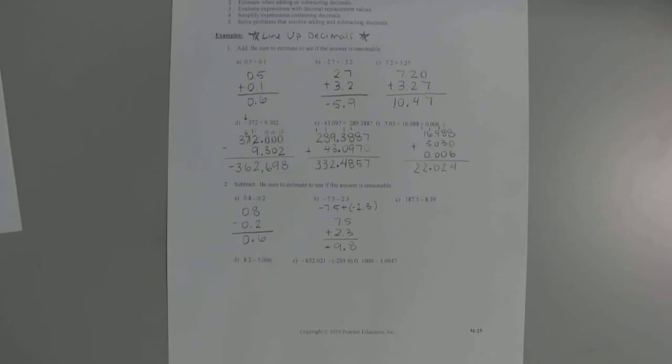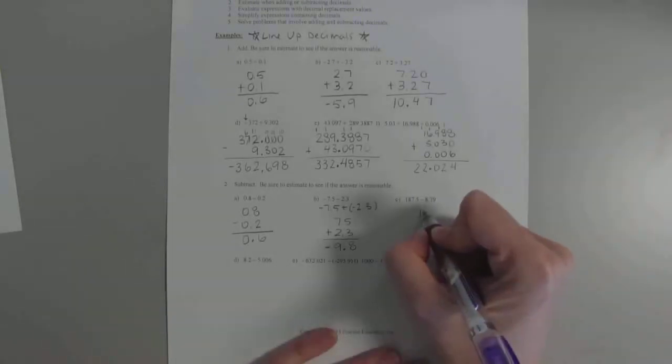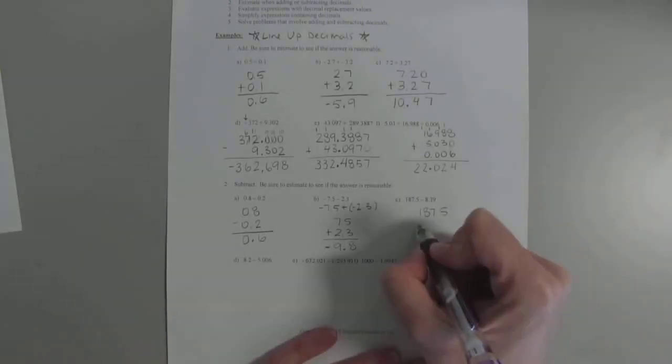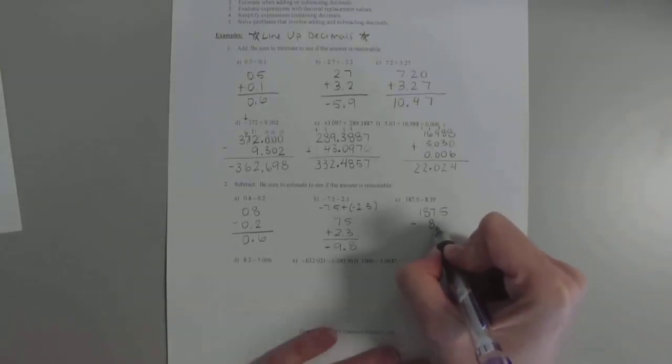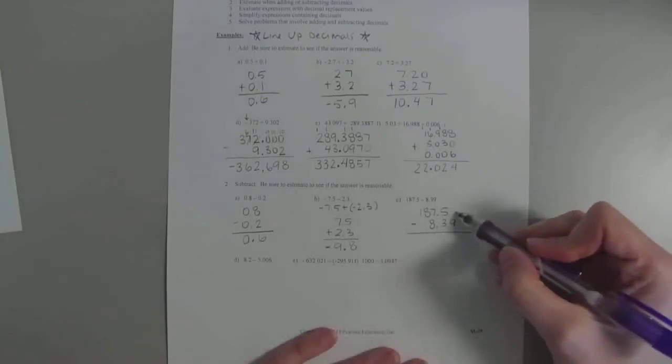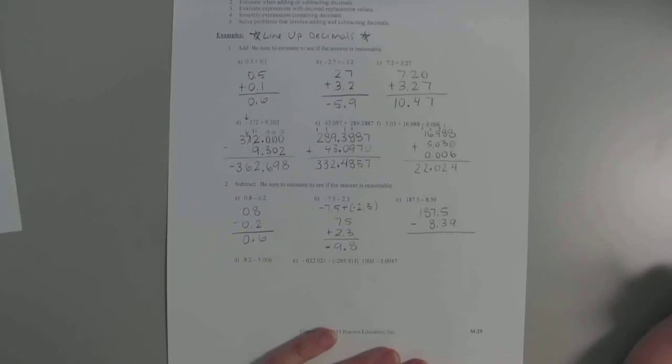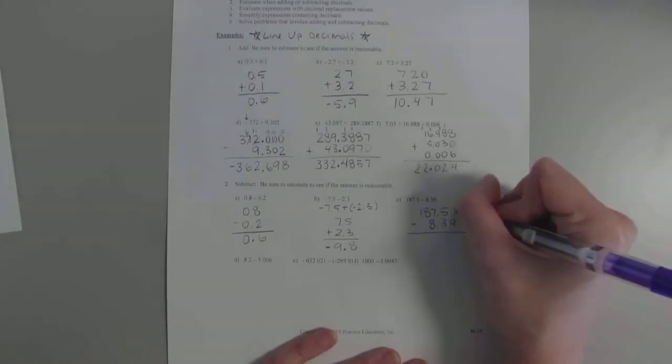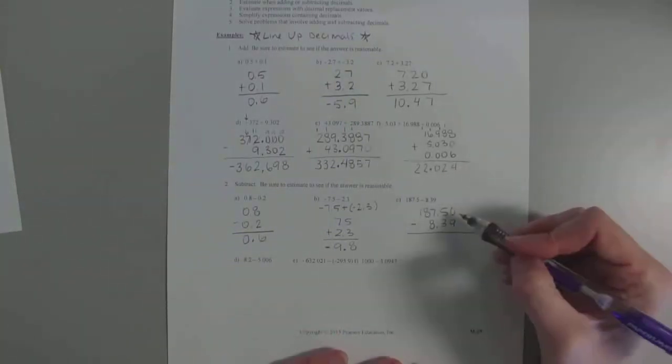Looking at C, do you guys agree it's a big number, 187, take away a smaller number, 8 something? So we don't need to rewrite it. You can, but you don't need to. So this is 187.5, take away 8.39. And again, the key thing is to line up those decimals and realize, uh-oh, what do I need to put above the 9?